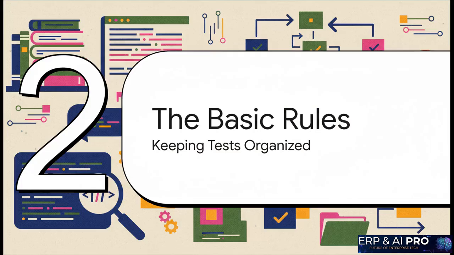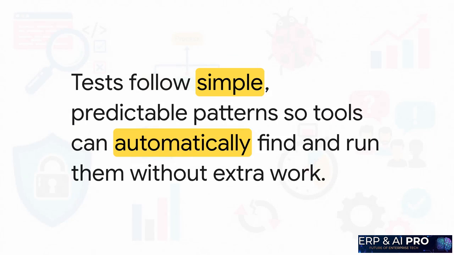Okay, so that's the big idea. But how does it work in the real world? I mean, to keep thousands of these tests from becoming a huge, disorganized mess, developers follow a few simple rules. It's kind of like how a library organizes its books, so you can always find exactly what you're looking for. And you know, the real secret to making all of this work is just consistency. If everyone follows the same patterns, the software tools can automatically find and run every single test without any help. It's that predictability that makes the whole system so incredibly efficient.